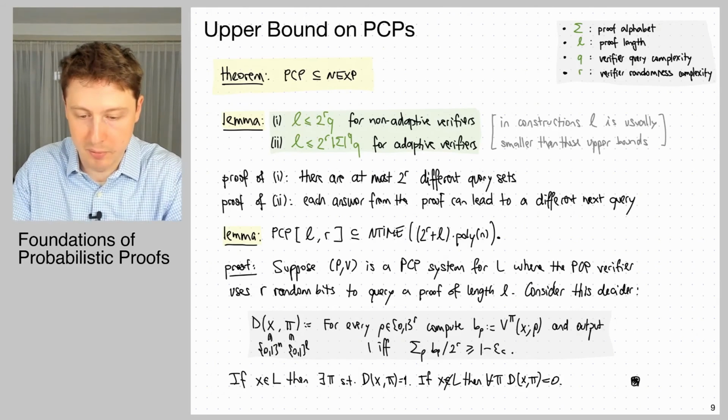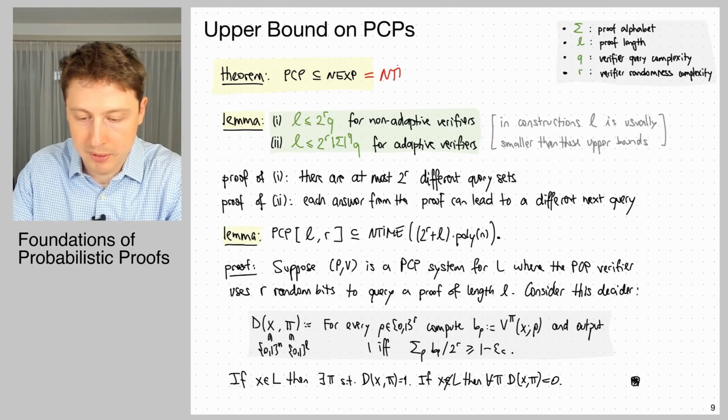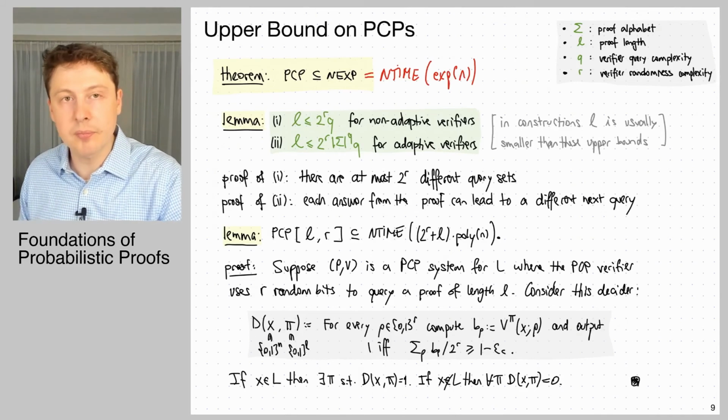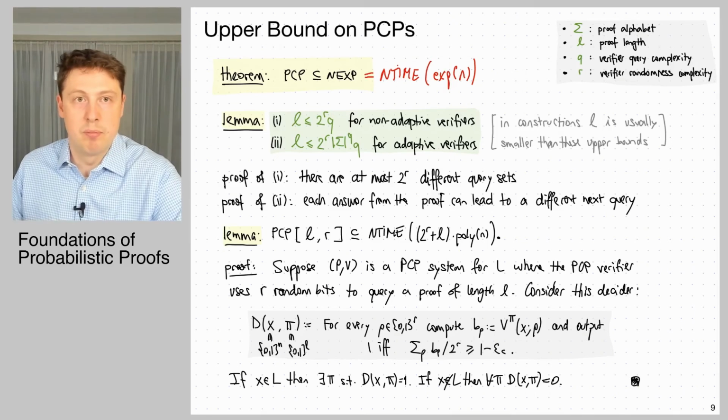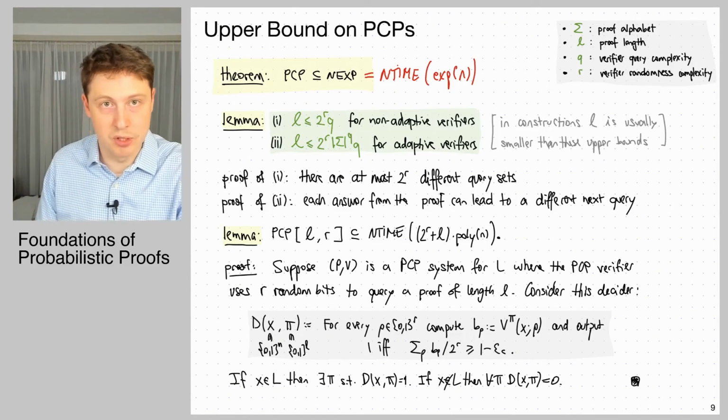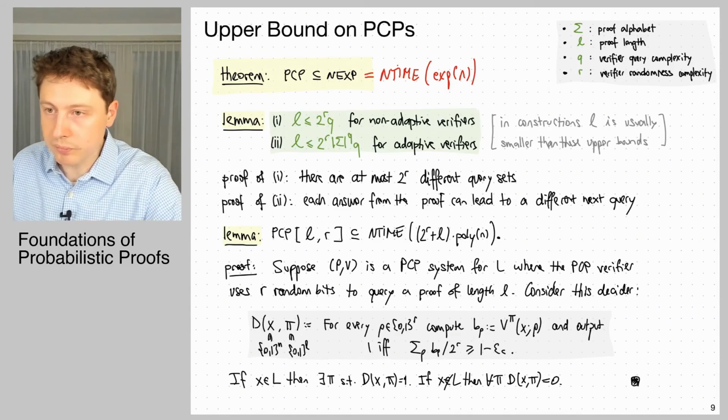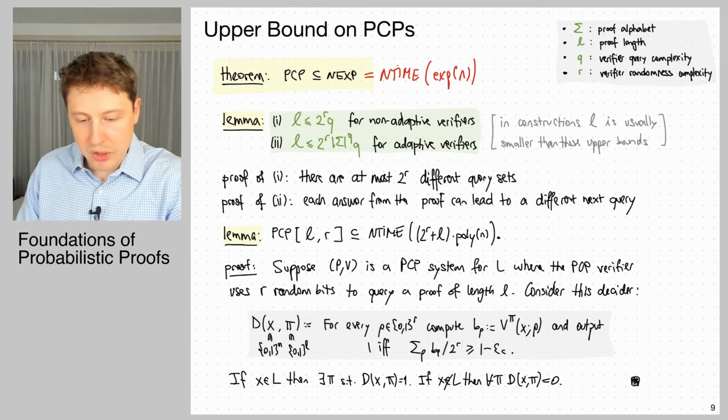Let me maybe write it precisely. This is equal to NTIME(exp(n)). So, all right, PCPs can't give us languages beyond NEXP. Are there any questions about this argument?